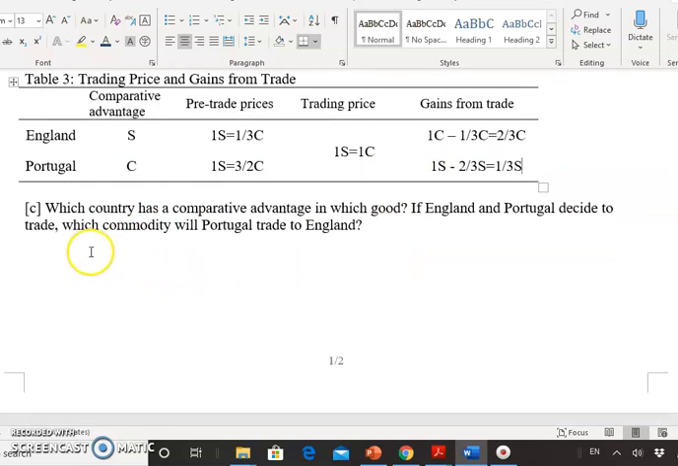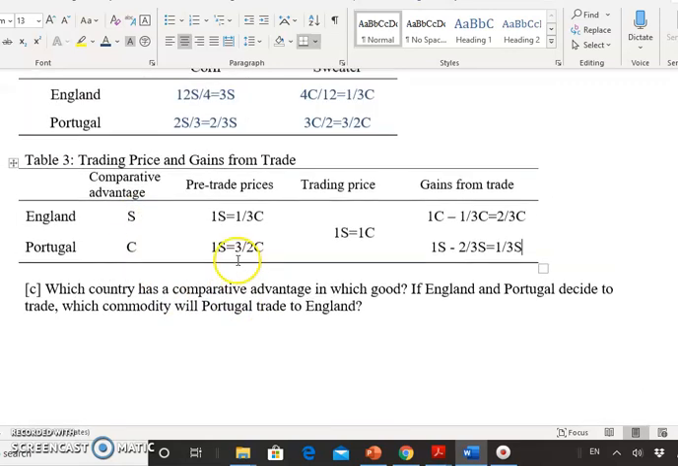All right, so for part C here, you can find that it's pretty easy to answer these questions. The comparative advantage in which good, we already answered. If England and Portugal decide to trade, which commodity will Portugal trade to England? Again, because Portugal has a comparative advantage in corn production, it produces more corn, so it will export corn to England. And in return, they're going to import more sweaters from England.